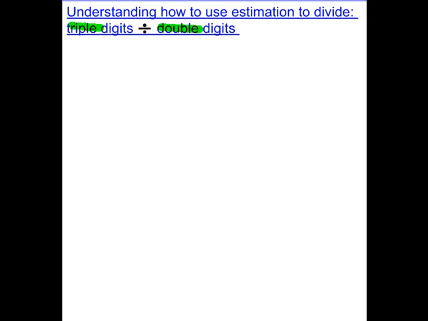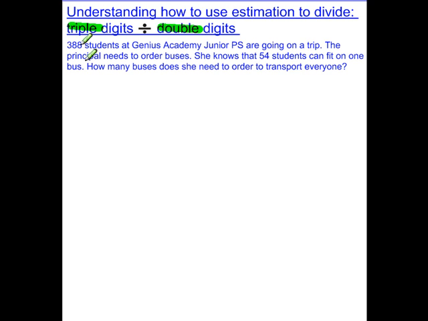Here's a word problem. 388 students at Genius Academy Junior Public School are going on a trip. The principal needs to order buses. She knows that 54 students can fit on one bus. How many buses does she need in order to transport everyone?